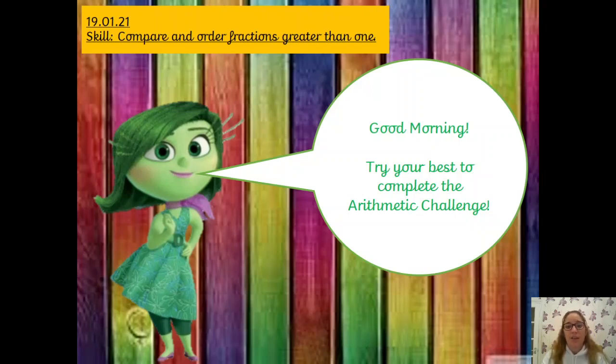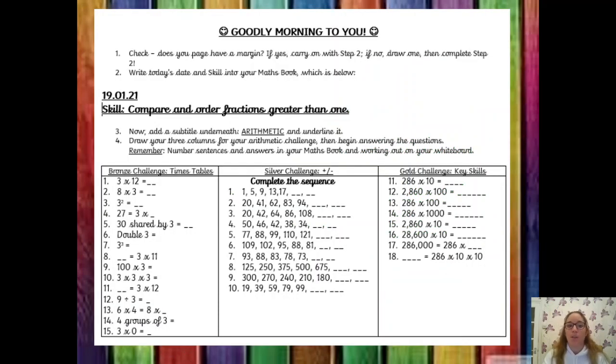First things first, if you could please complete your arithmetic challenge, which is here. Make sure you have underlined your skill and date. You've got your 3 times tables. You have got silver challenge, which is completing the sequence. Look carefully at what the numbers are increasing or decreasing by. And then you've got your gold challenge, which is times them by 10, 100 and 1,000.